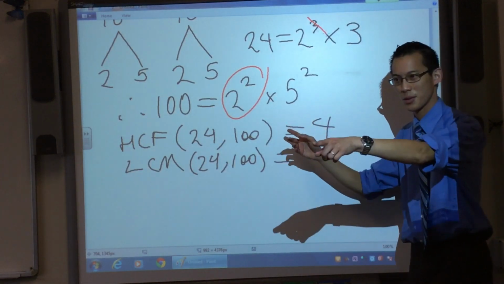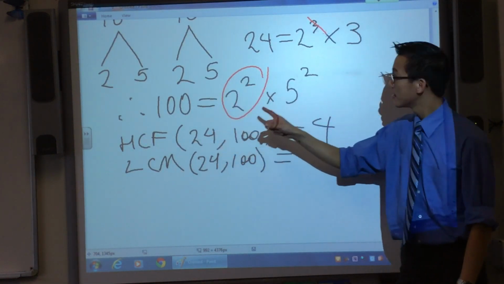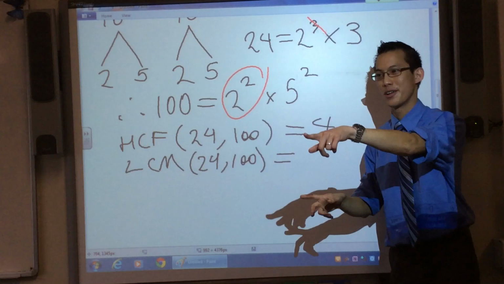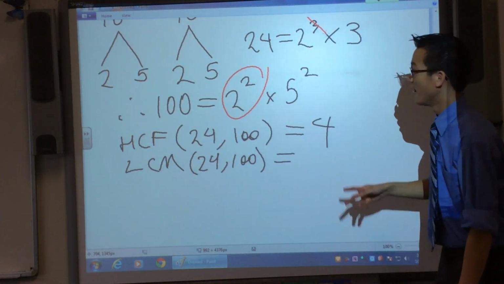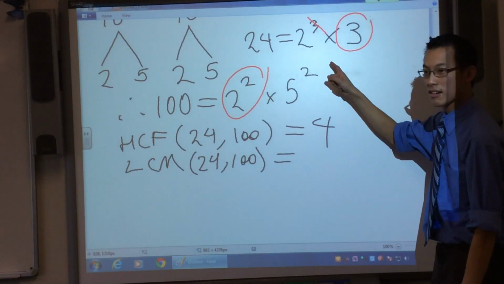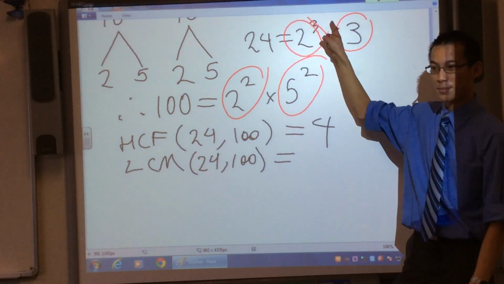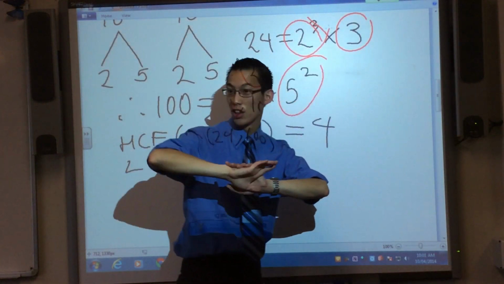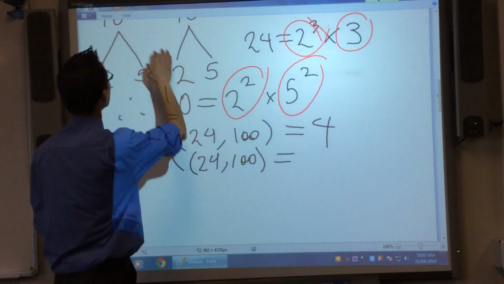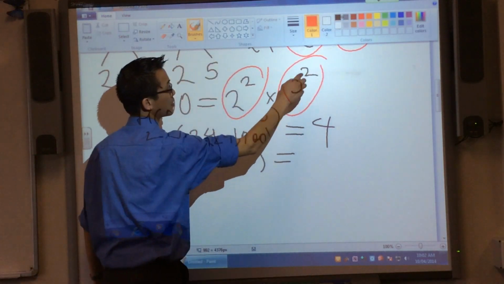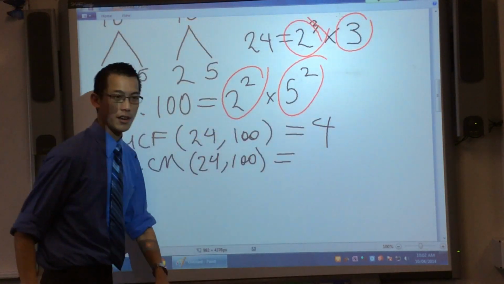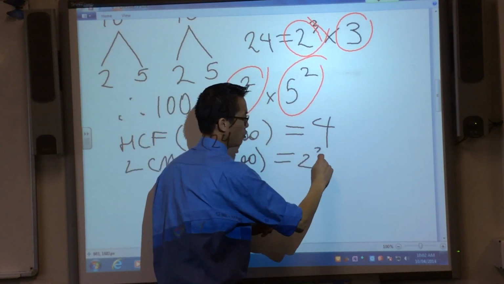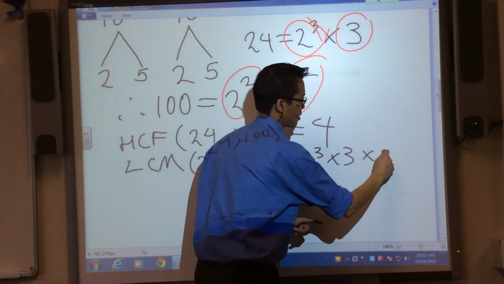So let's rehearse what we've done. We've got the 2s in common. I crossed out the 2s here. Now what? Okay, so I've got this 3, and I've got the 5 squared, and I've got the 2. So I'm going to take the lot, and I'm going to multiply it all through. So let's write that. There we go. I've got 2 cubed times 3 times 5 squared.